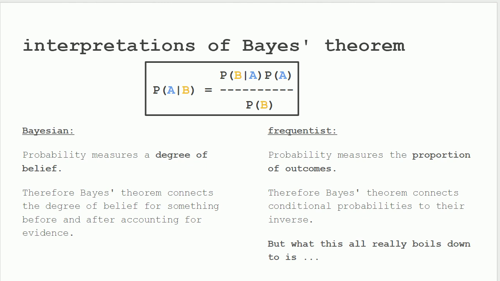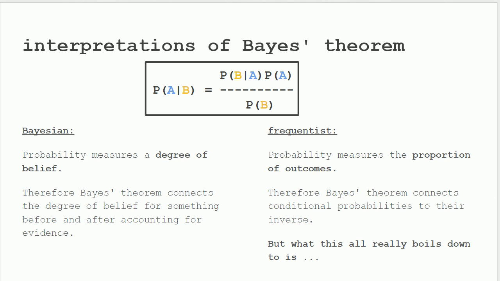we've been talking about Bayes' theory as a way to update belief, but there is another way to interpret Bayes' theorem. Okay, so just to remind you, the Bayesian interpretation of Bayes' theorem is that probability measures a degree of belief. Therefore, Bayes' theorem connects the degree of belief for something before and after accounting for evidence. There's a whole other school of using Bayes' theorem, and it's called frequentist. So the frequentist interpretation of Bayes' theorem is that probability measures the proportion of outcomes. Therefore, Bayes' theorem connects conditional probabilities to their inverse.